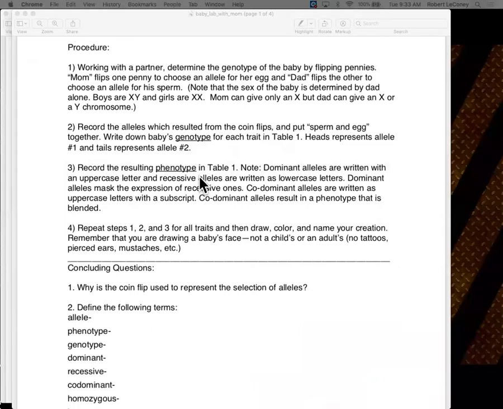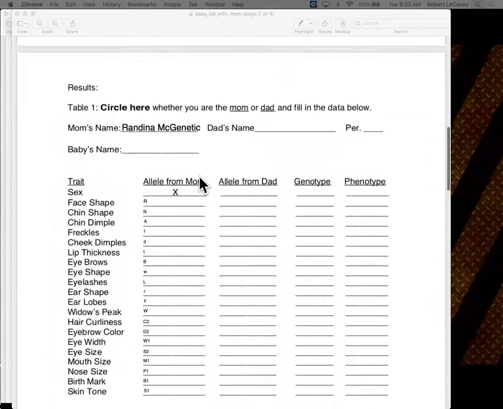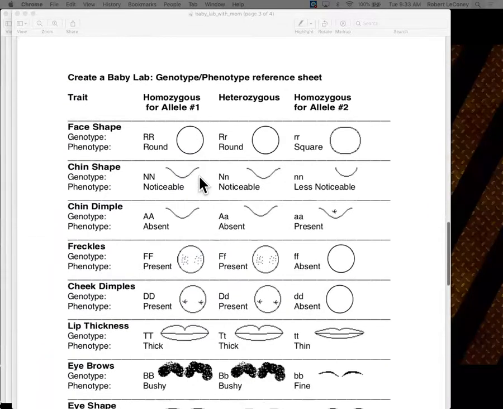It says record the phenotype. How do you find the phenotype? On this PDF, here are your phenotypes. So if mom flipped a capital R and dad gave a capital R, this is for face shape, then two capital R's give you round. Round is a dominant trait.